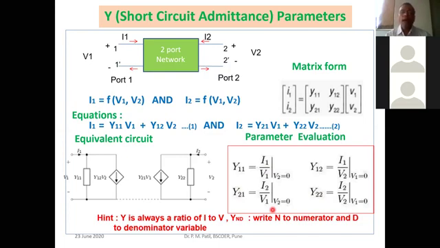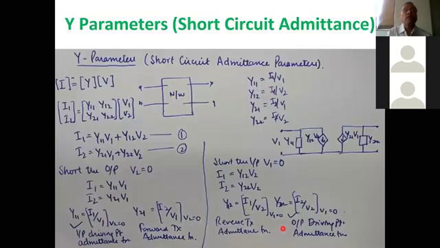Okay. And how to calculate this from a given network? Let us see that first and then we'll move to the numericals. So for Y parameters, or short circuit admittance parameters, if a two-port network is given to you, this is port 1, this is port 2. We'll assume that current I1 is entering port 1, voltage V1 is applied at port 1, and I2 is entering port 2, and voltage V2 is applied at port 2.